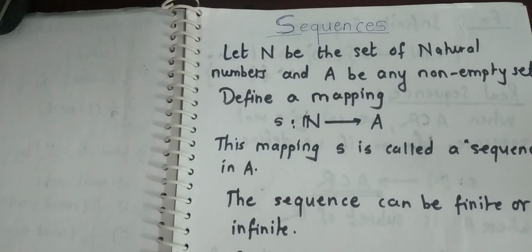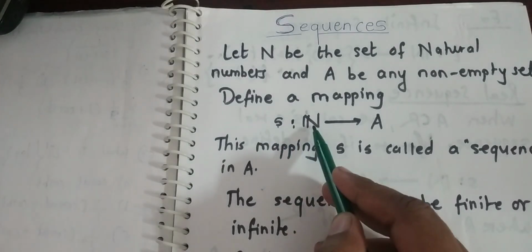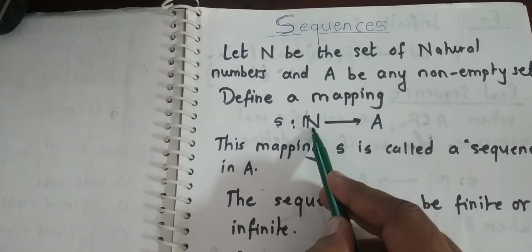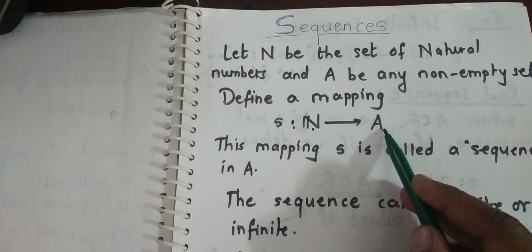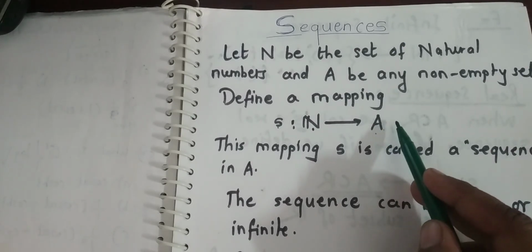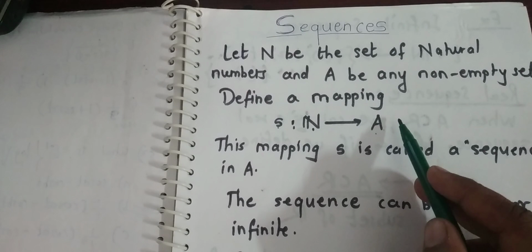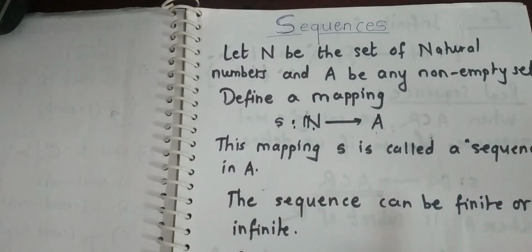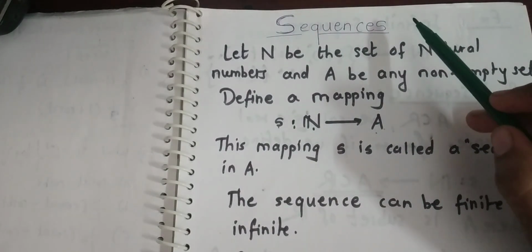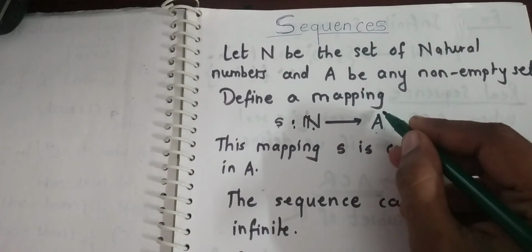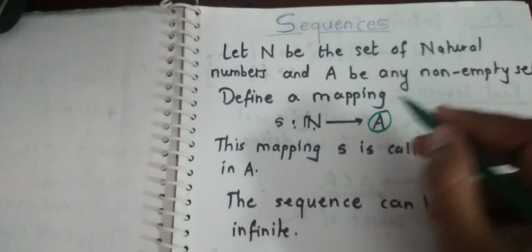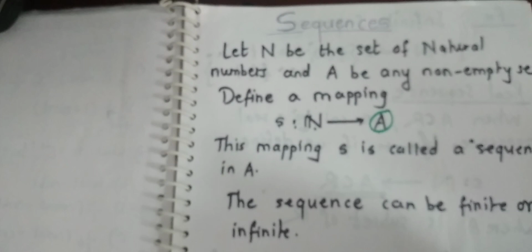Here sequence is a function. Yes, sequence is a function and the domain of a sequence is always a set of natural numbers, and A is any non-empty subset of real numbers or complex numbers or any subset of the set of rationals. But here we are learning real sequences. So A is always a subset of the set of real numbers. Yes, it may be an interval.